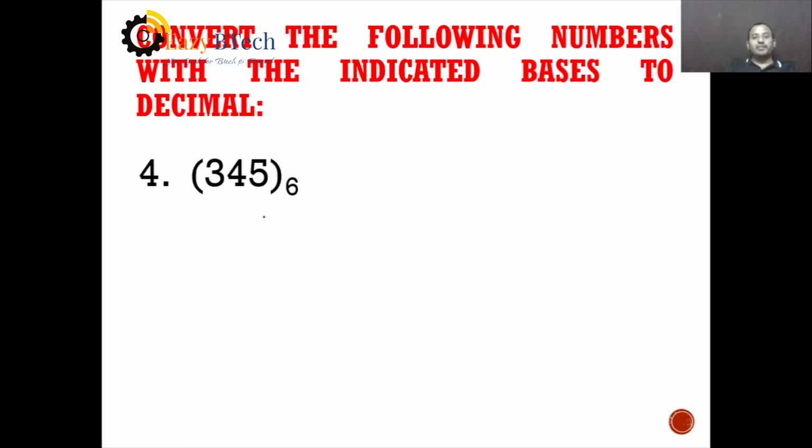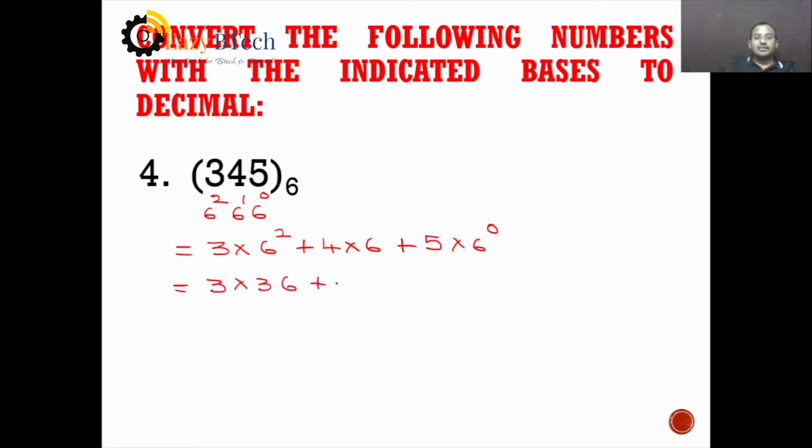So the given base is 6, so 345 to the base 6. So what we have to do, assign the weights 6 power 0 from LSB to MSB in increasing order, 6 power 1, 6 power 2. Now next step is multiply with respect to the digits. 3 into 6 square plus 4 into 6 plus 5 into 6 power 0, right? So 6 square means 36, plus, this is 6 power 1, so plus 4 into 6, plus 5 into 6 power 0.